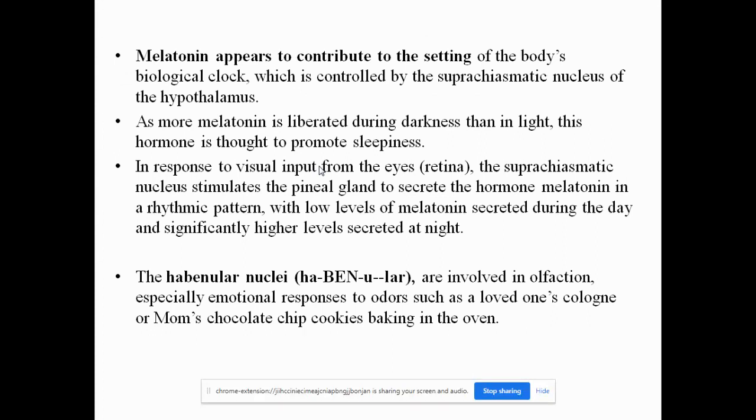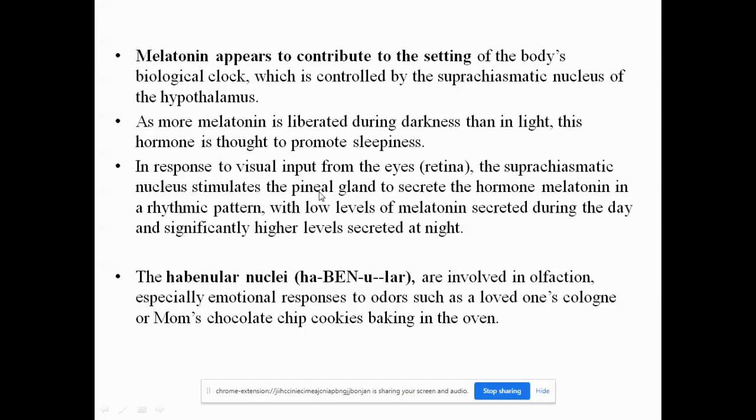Melatonin is a very important hormone for setting the body's biological clock. It is a circadian rhythm controlled by the suprachiasmatic nucleus of the hypothalamus. The melatonin hormone is secreted more at night, during darkness, when there is no light. So it promotes sleep. Nowadays children and teenagers are awake for a very long time during the night, so their melatonin secretion gets affected, and the circadian rhythm, the sleep-wake cycle, also gets affected.